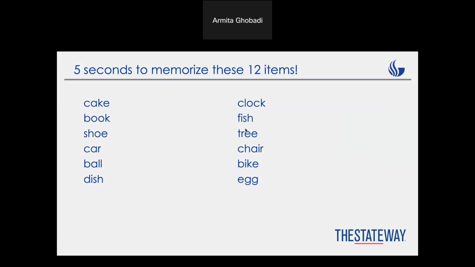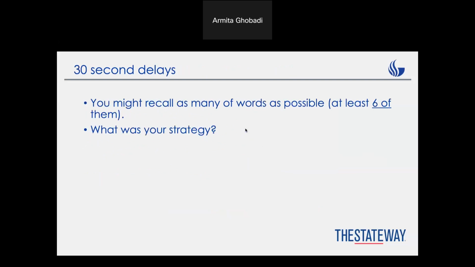So you can see it is dish, ball, car, shoe, book, cake, egg, bike, chair, tree, fish, clock. I had some students who could memorize all of them, seriously. There was a guy in my class who actually recalled every possible word.